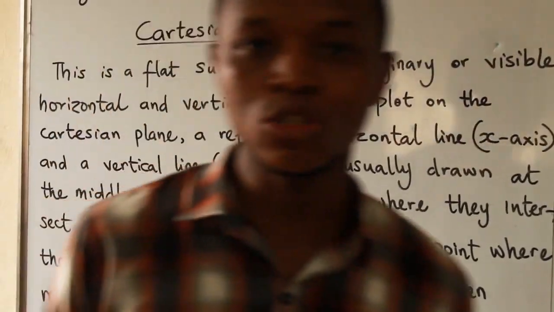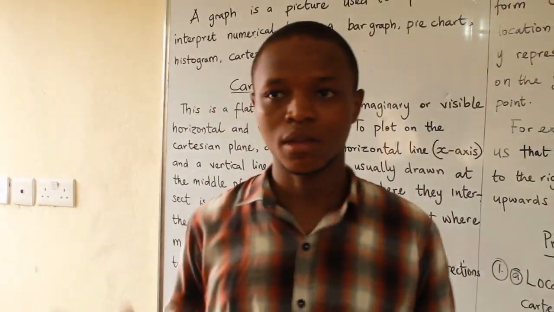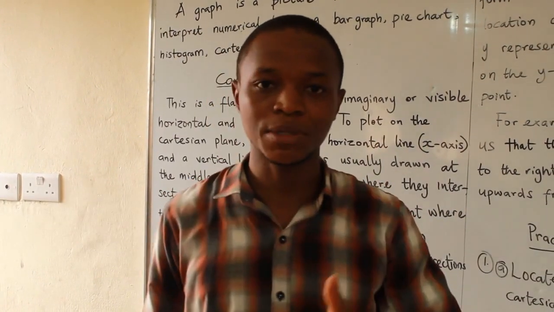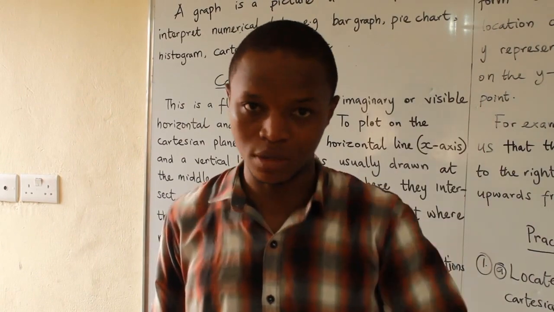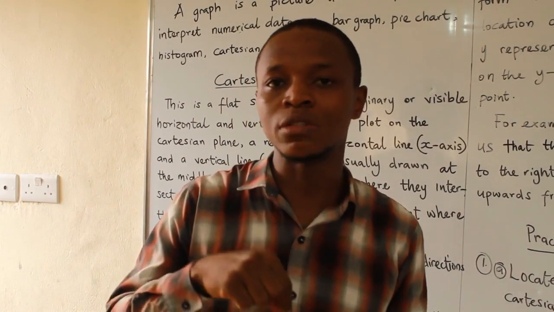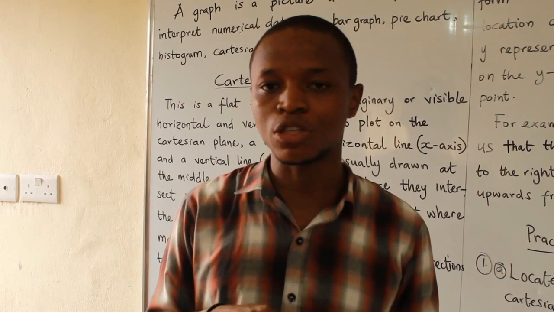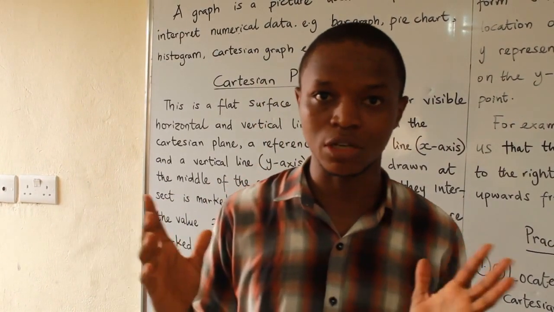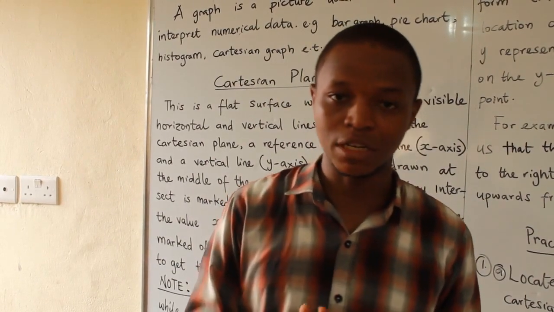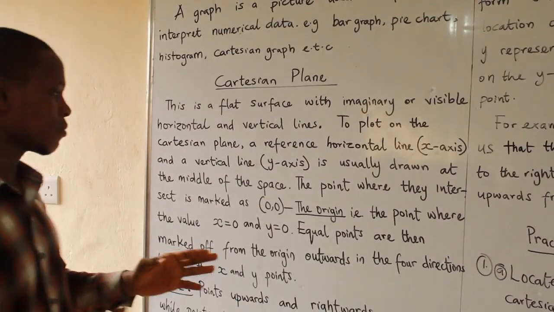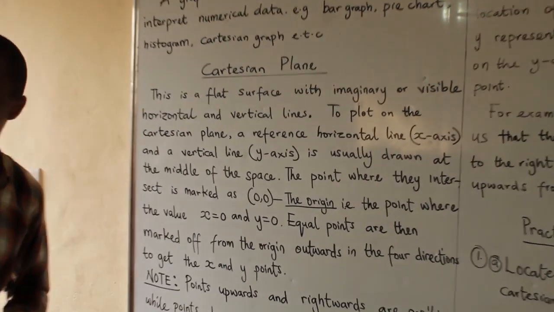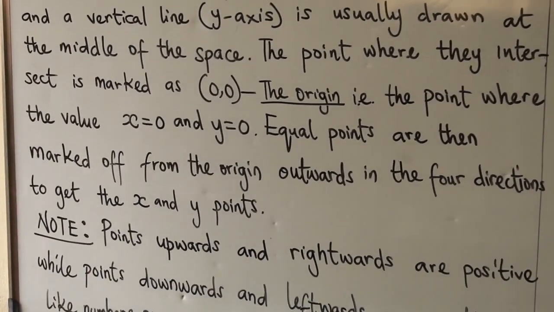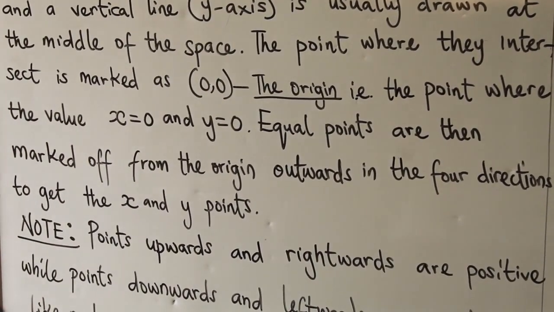Now, where these two lines intersect, where the horizontal line, a line running from left to right, intersects with the line running from up to down, that is the vertical line, is called the point of origin. That point is usually marked 0, 0, Cartesian coordinates, but we'll get into that very shortly. Now, the origin is where the value of x is 0 and the value of y is 0.